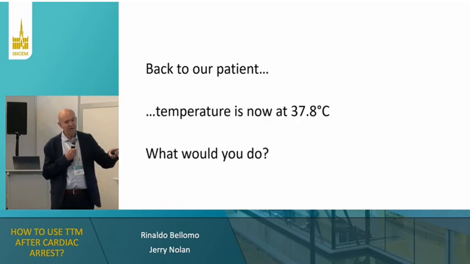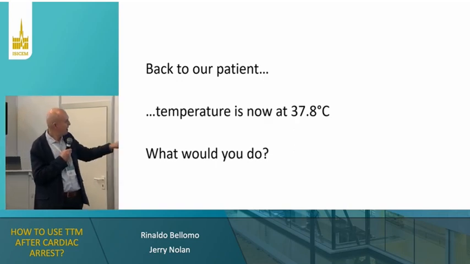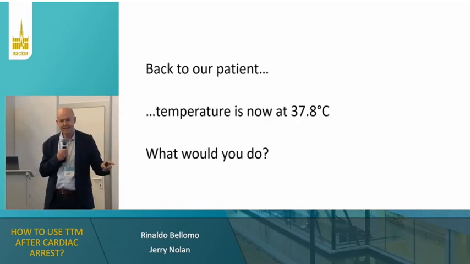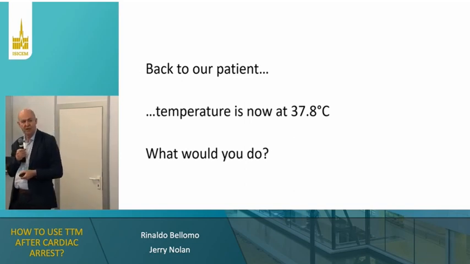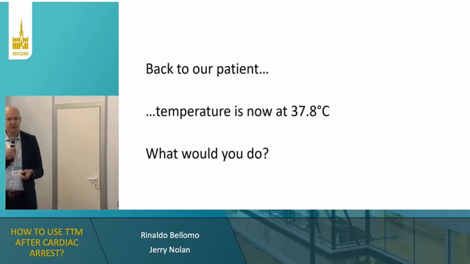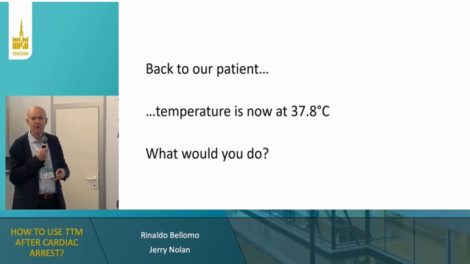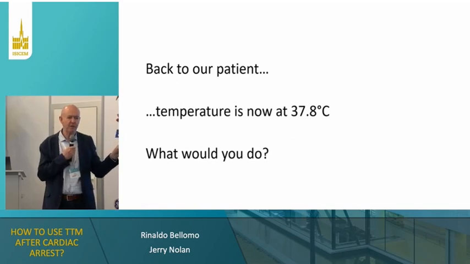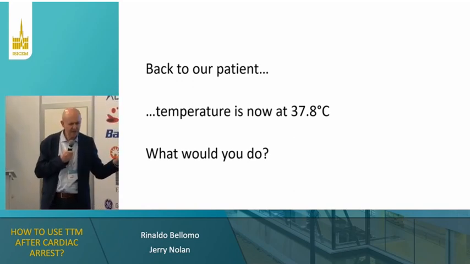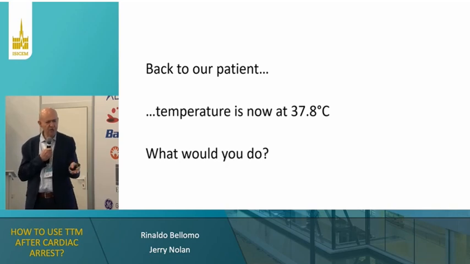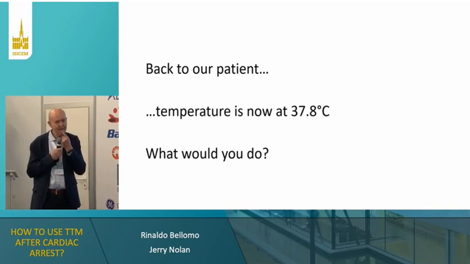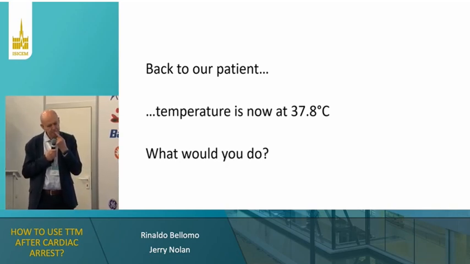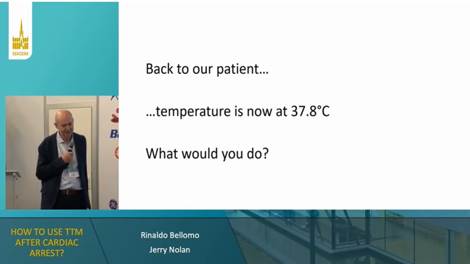We've now been in the ICU for a while, and the temperature is now up to 37.8. So what should we do at this stage? Anybody want to say what they would do in their unit? Is there anybody that would have put temperature control on this patient when they first arrived? So the temperature initially was, what was it, 36.5 or 36.6? Would you put temperature control on then? With the device?